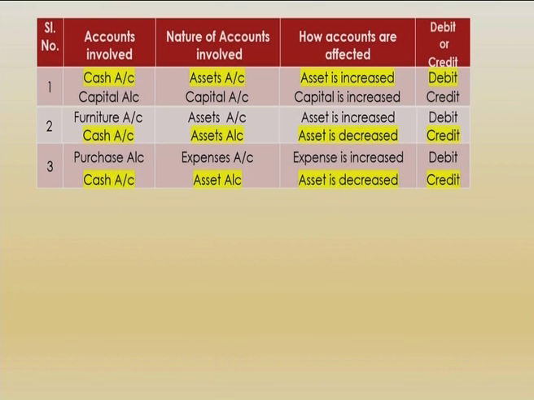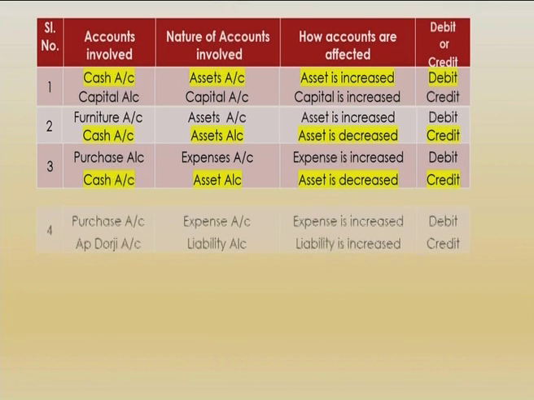Third transaction, purchased inventory. He has purchased vegetables. Now when he purchased vegetables, purchases are expense. If there is increase in the expenses, we debit it. Here, other part of the transaction is cash is going out. When you buy vegetables, you have to pay cash. Cash is another asset here. So asset is getting decreased, therefore decrease in assets are credited.